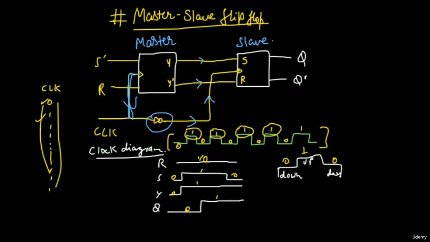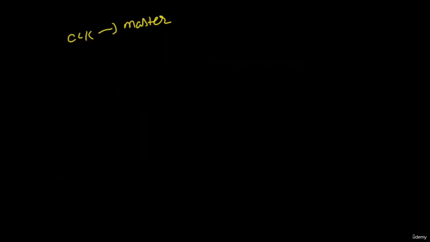Since the clock input is given directly to master, as we have seen in the diagram. As you can see, the clock input is directly given to the master. It's directly connected. So clock is directly connected to the master, but complemented before applied to slave.